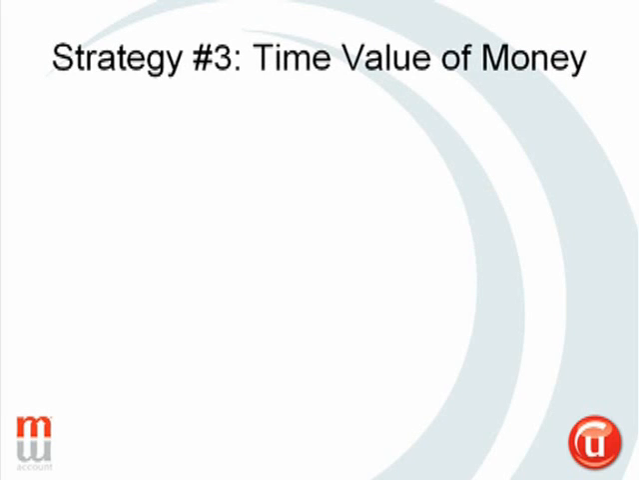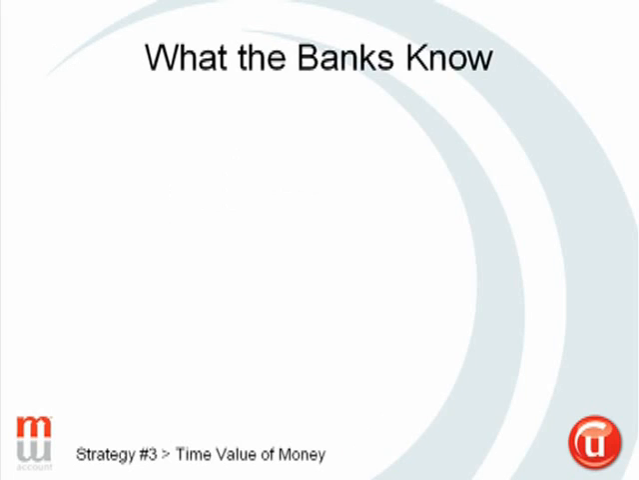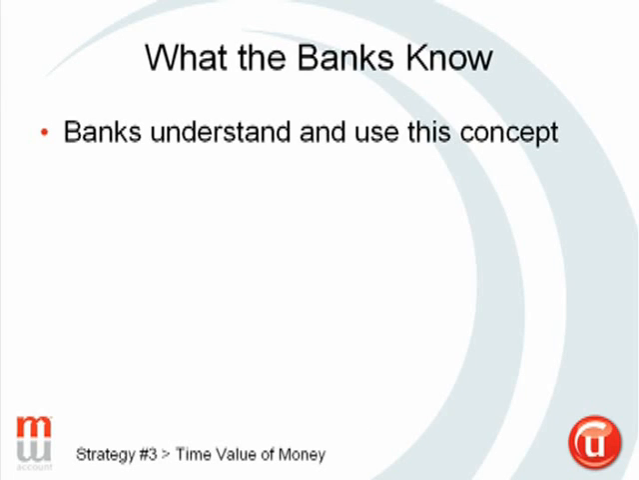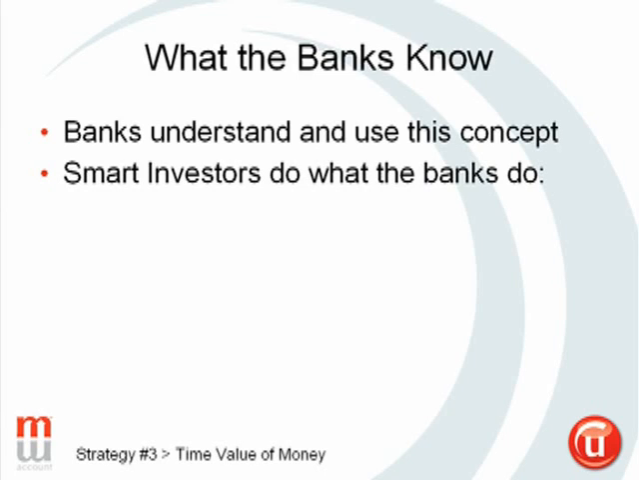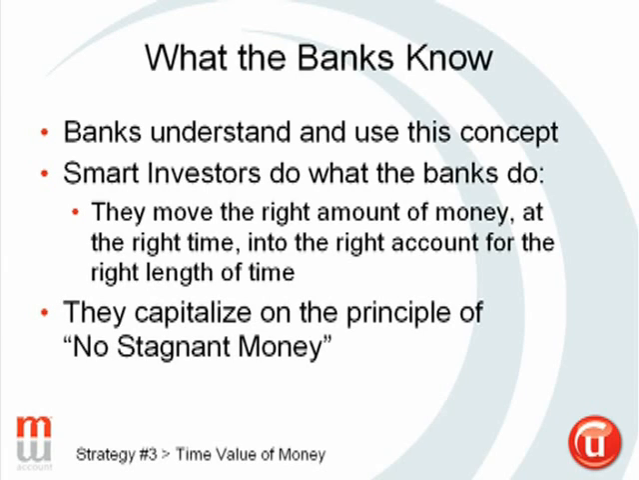Strategy number 3 is time value of money. We realize that banks have been utilizing this strategy for a long time. Let's talk to you about what the banks know. Banks understand and use the concept of time value of money. Smart investors do what the banks do. They move the right amount of money at the right time into the right account for the right length of time. They capitalize on the principle of stagnant money.